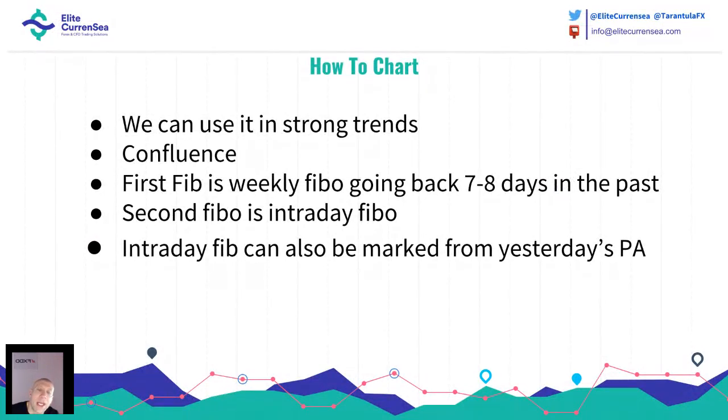First fib is weekly fib, going back 7 to 8 days in the past. Second fib is intraday fib. Intraday fib can also be marked from yesterday's price action. This is how you do it, guys.